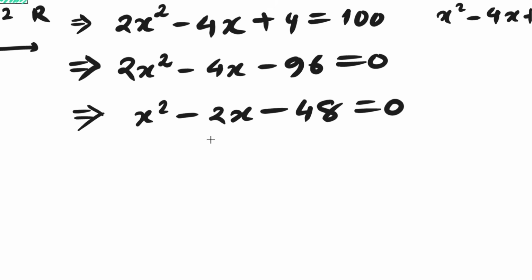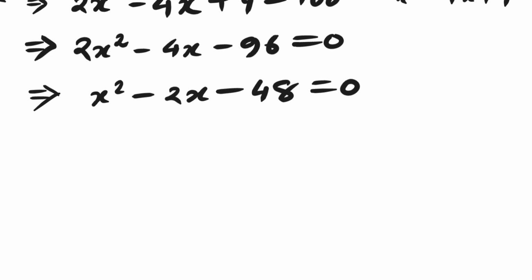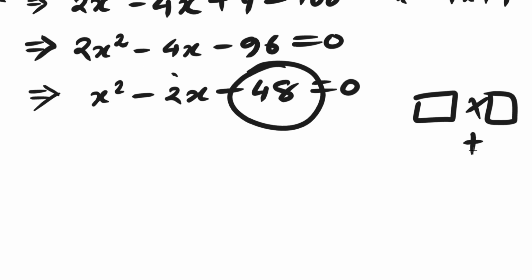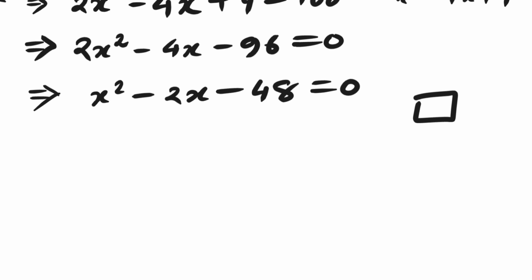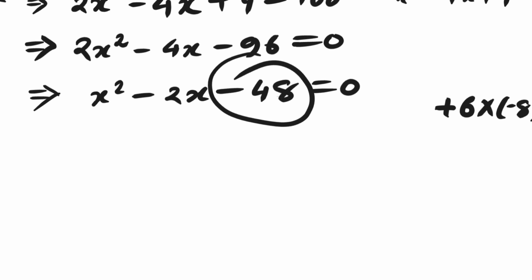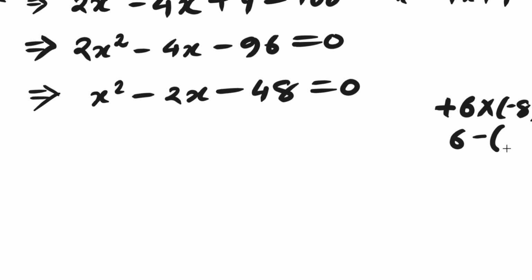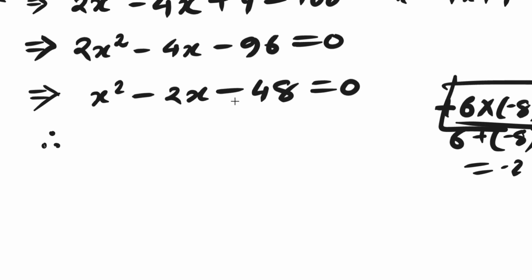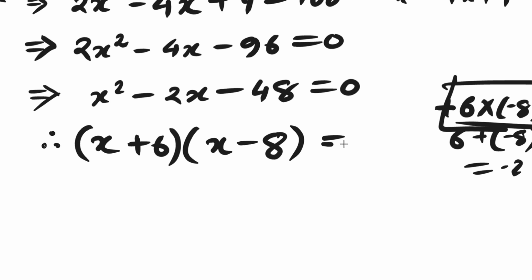Now, let's continue solving the quadratic equation. We have x squared minus 2x minus 48 equals 0. To factor this expression, we need two numbers whose product is negative 48 and whose sum is negative 2. Let's think about that carefully. Positive 6 multiplied by negative 8 gives negative 48, and 6 plus negative 8 gives negative 2. Perfect. Therefore, we can factor the quadratic as (x plus 6) multiplied by (x minus 8) equals 0.